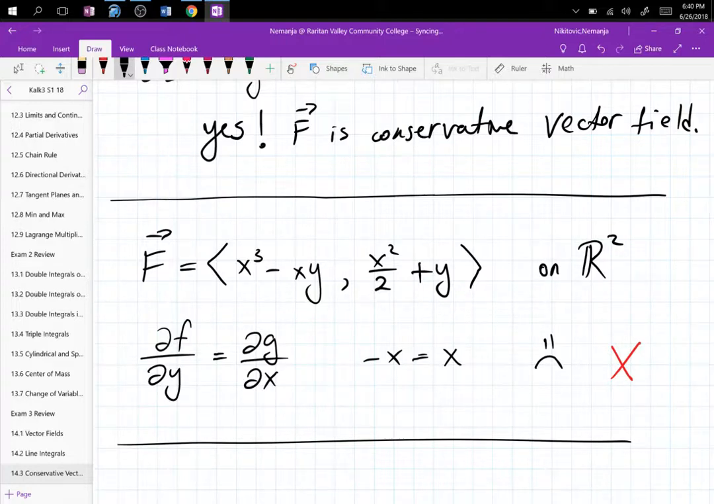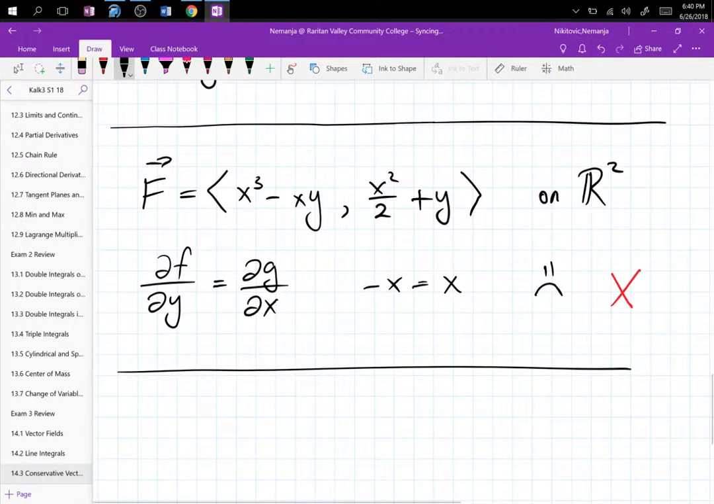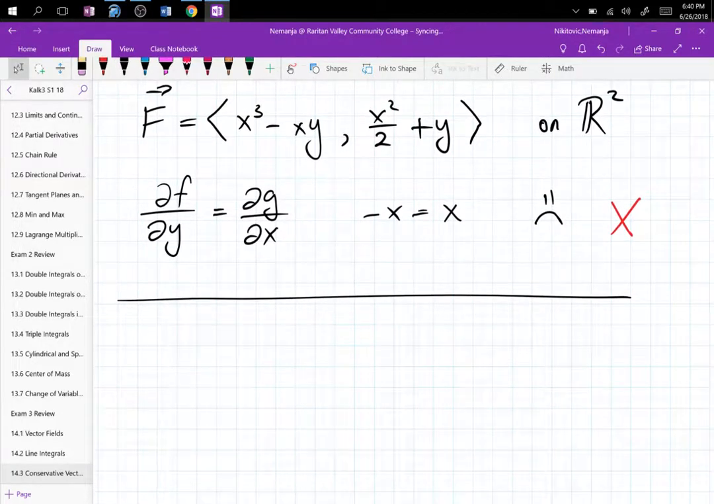Not conservative. Yes. It's liberal. It's liberal vector field. Very good.